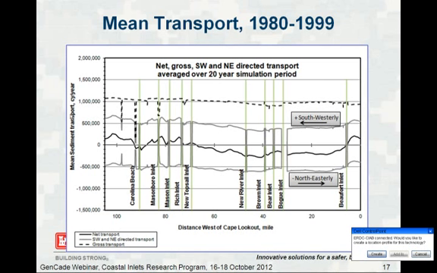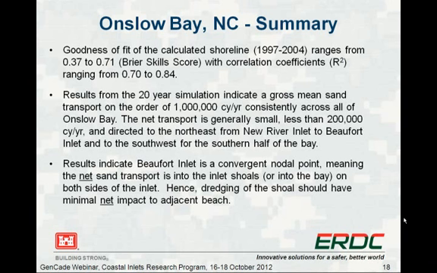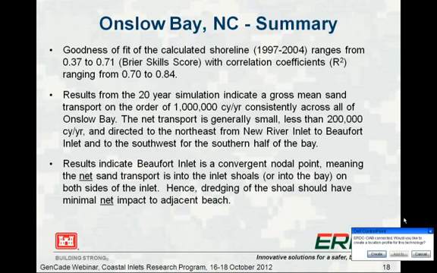So the summary of Onslow Bay is that the goodness of fit of the calculated shoreline ranges from 0.31 to 0.71, with correlation coefficients between 0.7 and 0.84. Then we also have the results from the 20-year simulation. The gross mean sand transport was on the order of 1 million cubic yards per year. Net transport was small, usually under 200,000 cubic yards per year, and it was directed to the northeast from New River Inlet to Beaufort Inlet and to the southwest for the southern half of the bay.